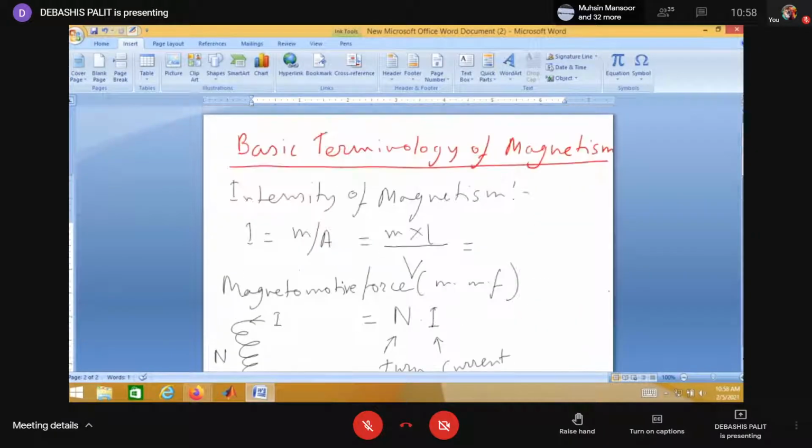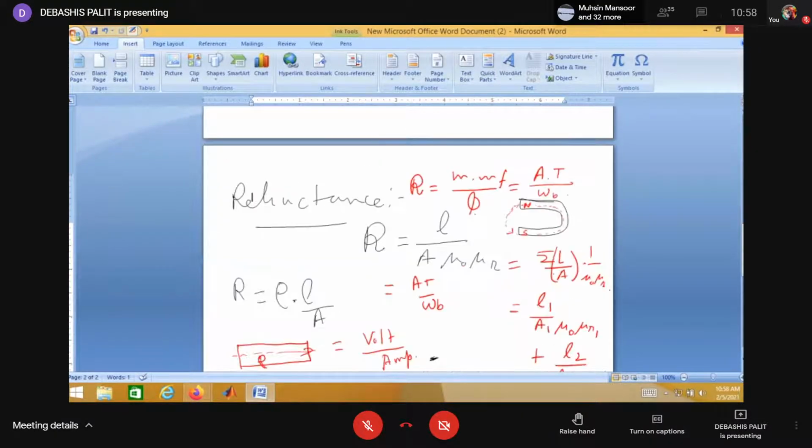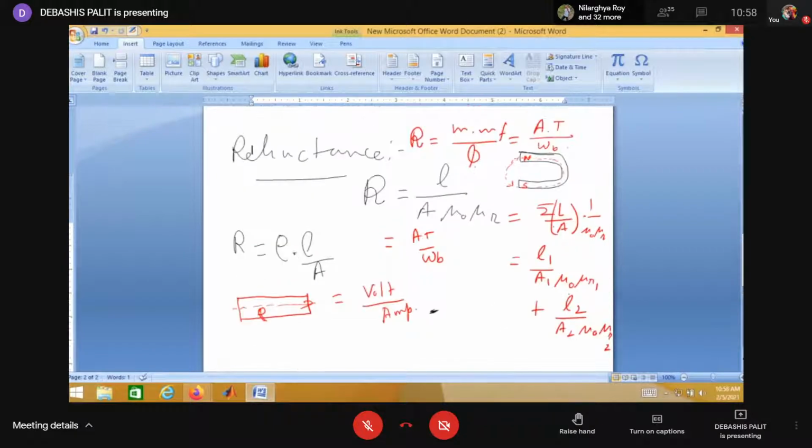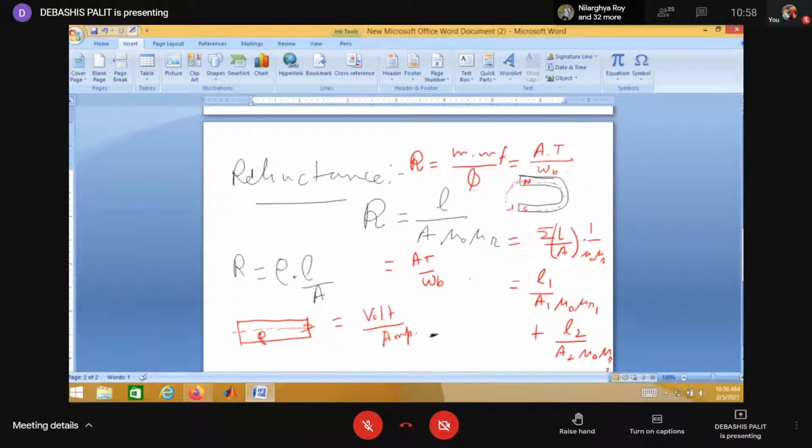Sir, for the U-shaped magnet, can you please tell which one will be the L and which one will be the A?